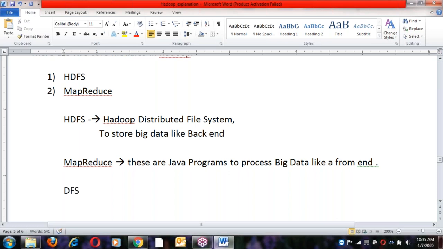What is DFS actually here? DFS means distributed file system. What is a distributed file system? Let us see that.